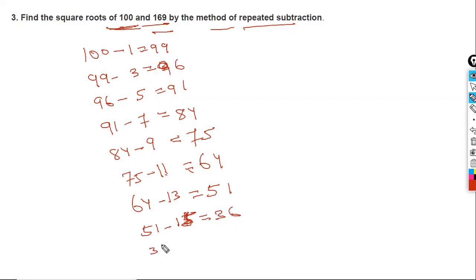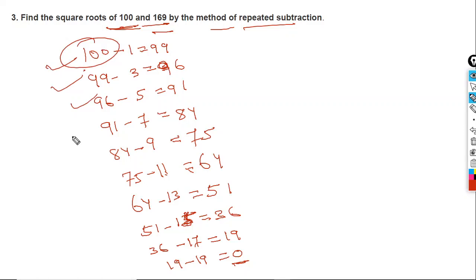Now 36 minus 17, the next odd number is 17, will be equal to 19. Finally 19 minus the next odd, which is 19, will be equal to 0. So if we get 0, then the number is a square number. Now you see how many times we have subtracted.